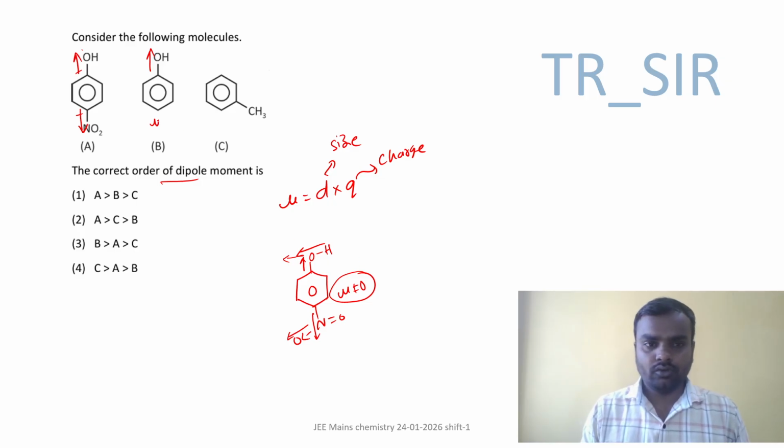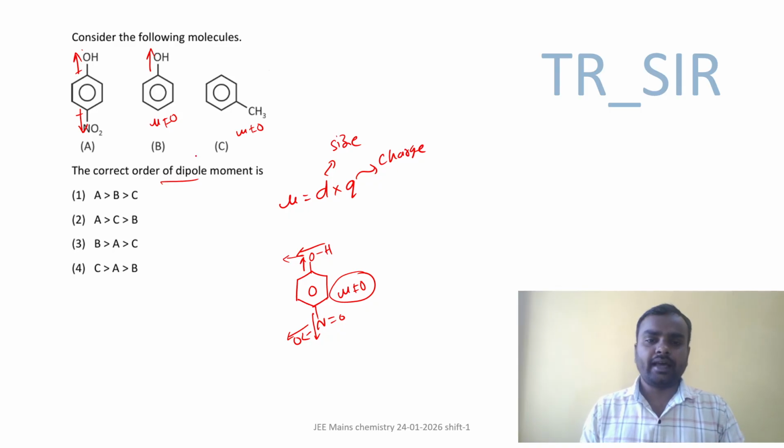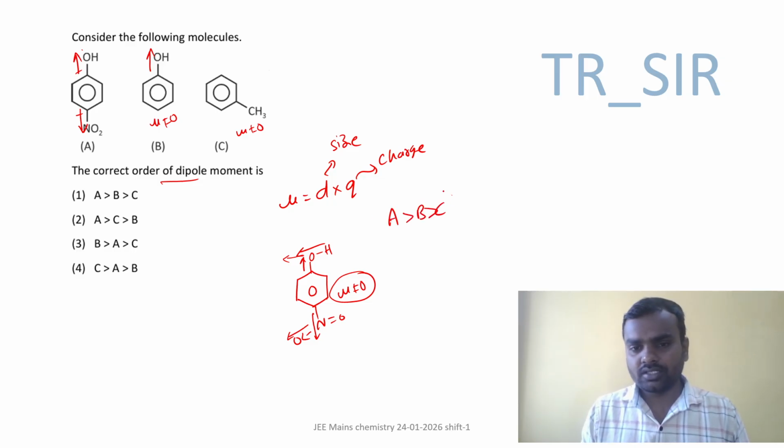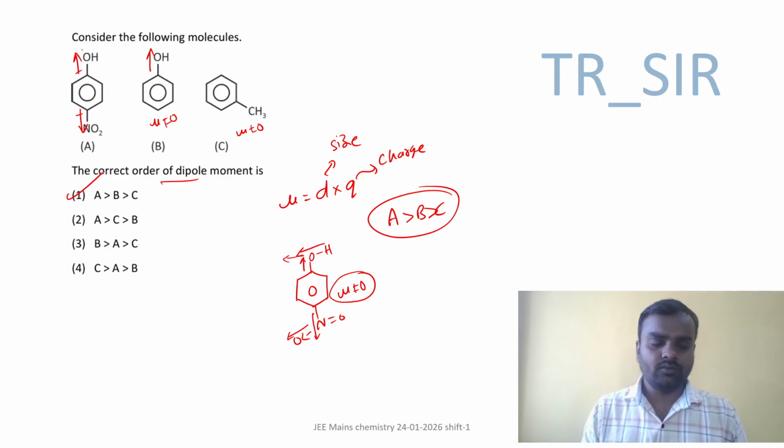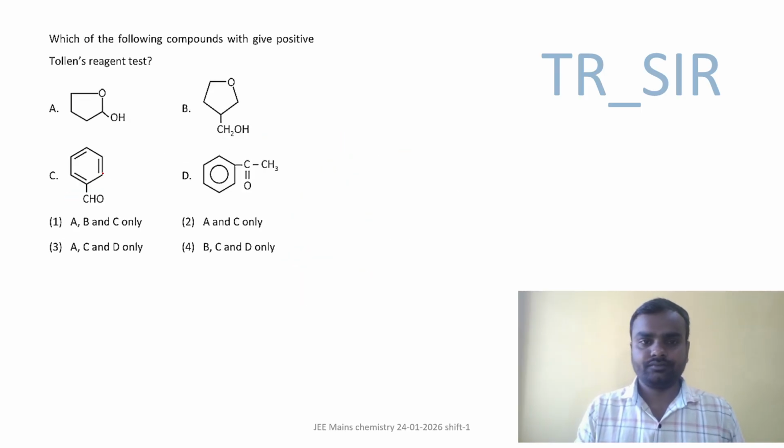So here also mu is not equal to 0, and here also mu is not equal to 0. But where is mu maximum? Mu is maximum. A is more, B is more, C. That is the case you have. Option 1 will be the correct answer.